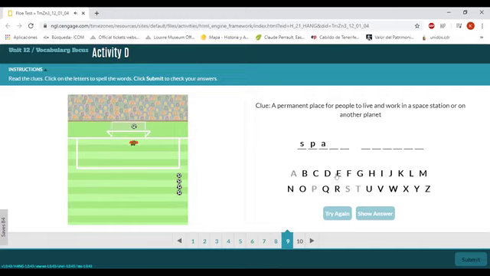Space station? No. Space cabbage? No. Space, I don't know. Try O. Okay. Yeah, so it's colony. L, then A. N and Y. Right. A space colony. Very good.